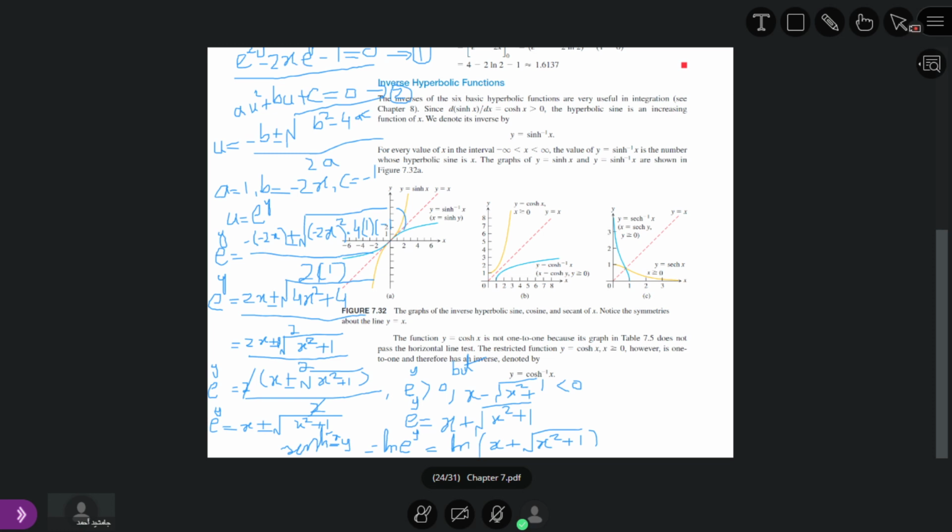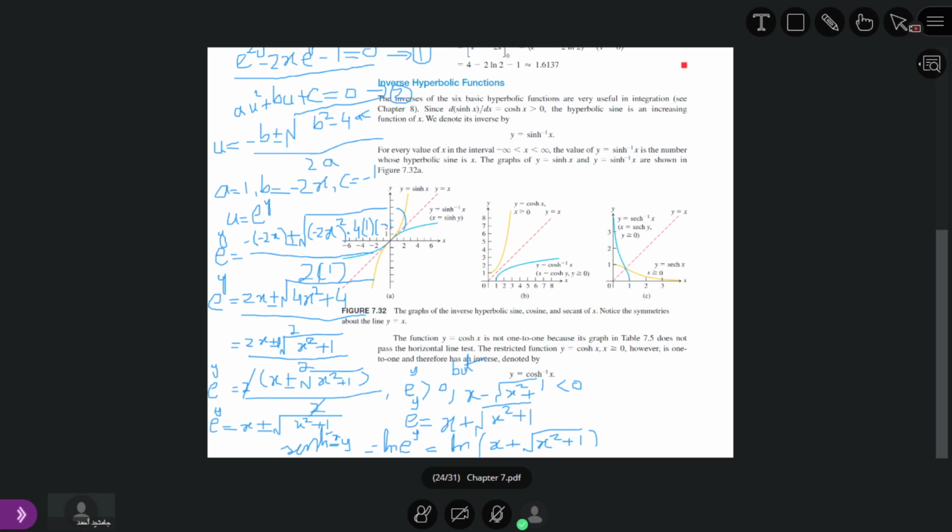After that we take the value of sine hyperbolic y. What is sine hyperbolic y? It is equal to e power y minus e power minus y, divided by 2, equal to x. After that, we cross multiply both sides by 2.